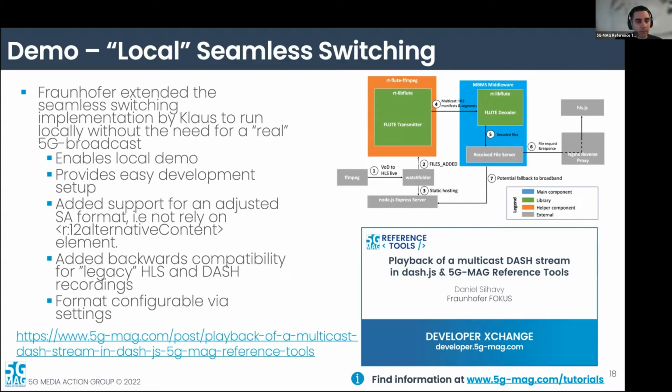What we also did as part of this is to adjust the service announcement format. So we have basically three different formats in place right now. This is also based on the discussion that we have in the 5G-MAG reference tools calls. So that's, I think, a good example of coming together and discussing standards and also getting feedback from the experts. So we have different service announcement formats in place, depending on what your components are able to do. You can switch between those formats.